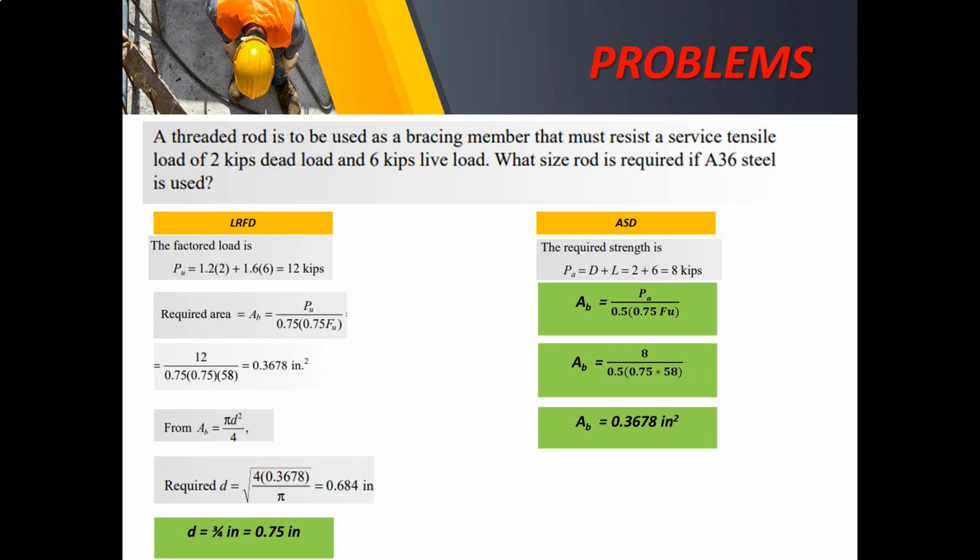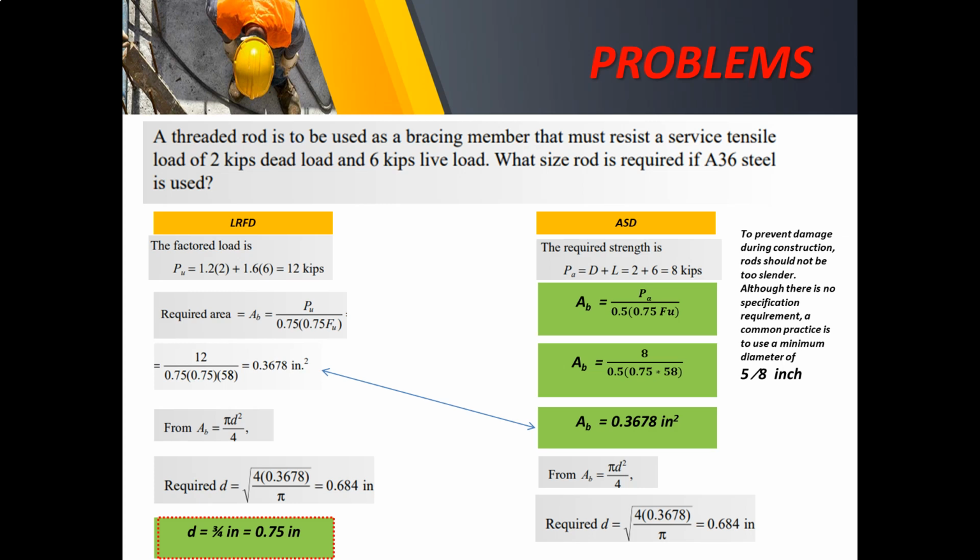So if you notice, it simply happened that LRFD and ASD yielded the same values of the required bar area. So therefore, we can simply use the same required diameter. So we use 3/4, 0.75 inches, that is actually greater than the required diameter of 0.684. So this is the required size of the rod given A36 steel will be used.